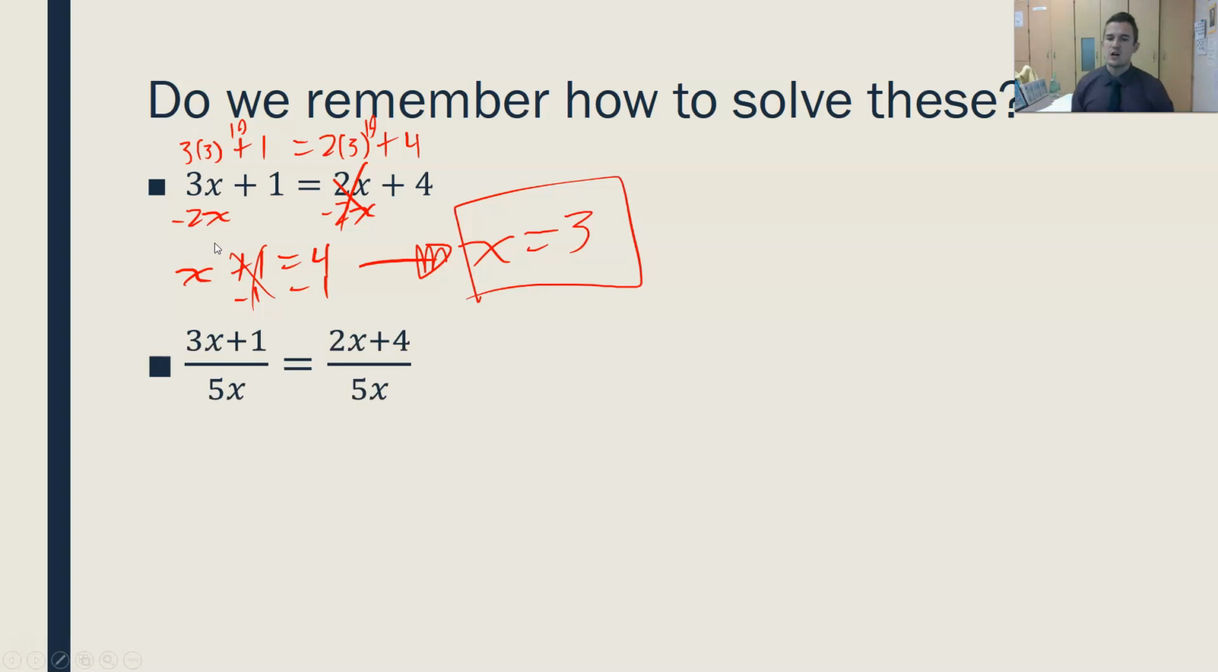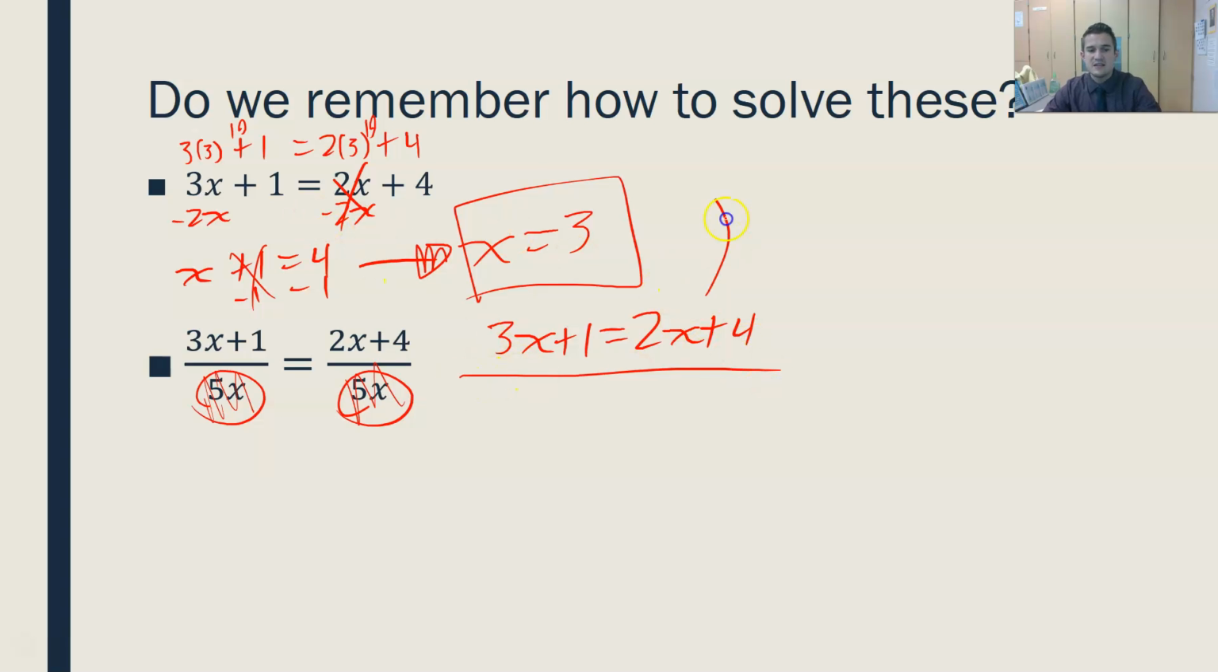We just recently talked about rational functions. So I talked about something like this: 3x plus 1 over 5x equals 2x plus 4 over 5x. When I have a rational function like this, as long as they have the same denominator, I can basically just ignore the denominator and solve just using the top. 3x plus 1 equals 2x plus 4, which turns into this same equation that I had up here. So I solve it the exact same way.